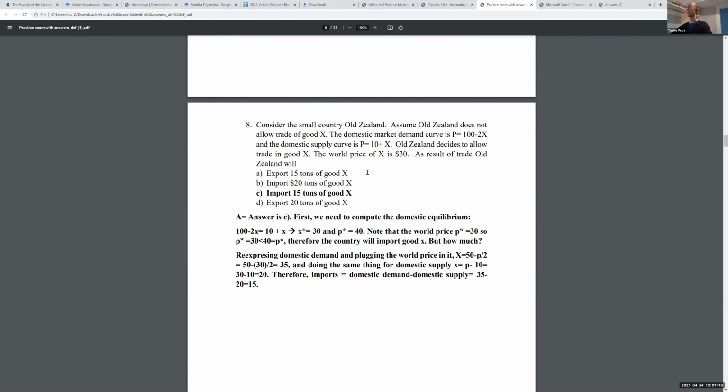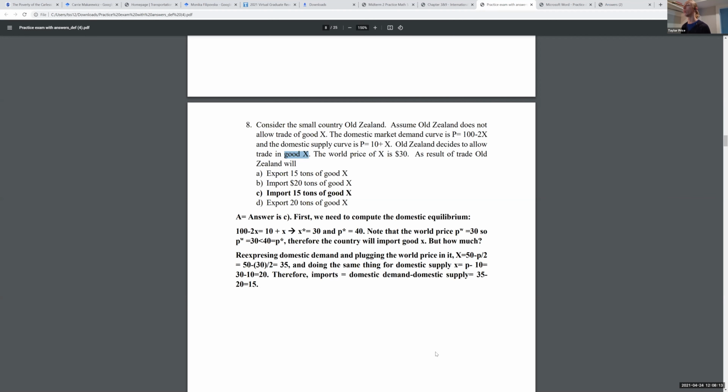Okay, so this one is asking about a country called Old Zealand. Old Zealand does not allow trade of good X. So they give you the domestic market curve here, and then they also give you the supply curve. Then they tell you that the country decides to allow trade for good X, and so they give you the world price for that good.